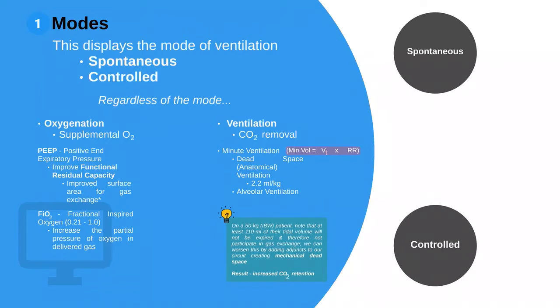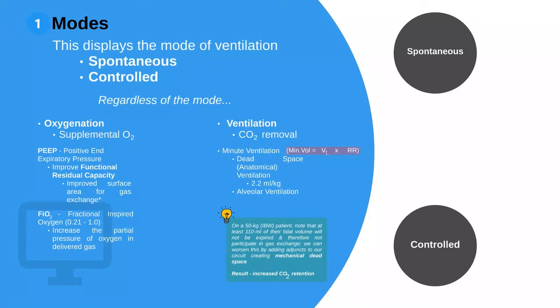Now, PEEP is the positive end expiratory pressure, and its main goal is actually to improve your functional residual capacity, therefore improve your surface area for gas exchange. FiO2 is supplemental oxygen added into the air that's being delivered to the patient. Ventilation is achieved by CO2 removal, specifically by minute ventilation, which is a function of tidal volume and respiratory rate.